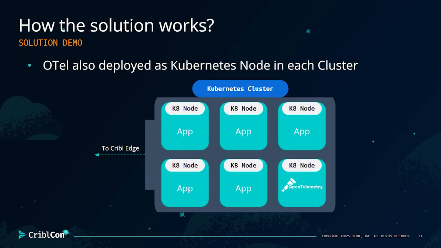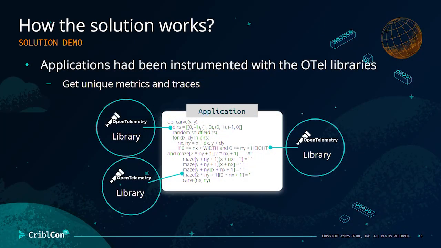Due to the application team already utilizing these clusters, we found they already had OpenTelemetry deployed on them as a Kubernetes node. So this made our life easier, as it meant we didn't have to go through and deploy OpenTelemetry agents on them as well. The other application nodes in these clusters had been instrumented using the OpenTelemetry libraries mentioned previously. These would allow for unique metrics and traces to be collected from these nodes.